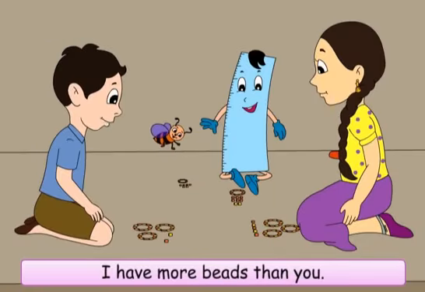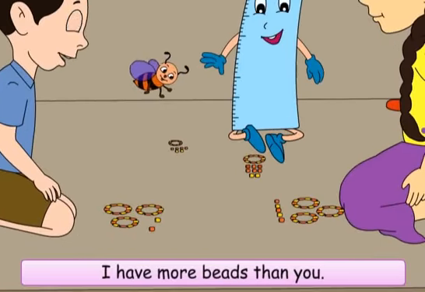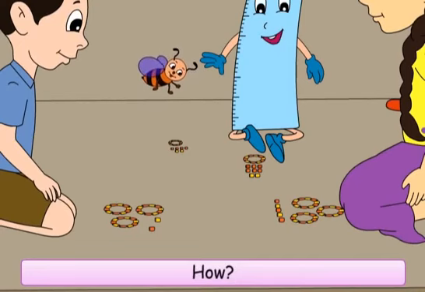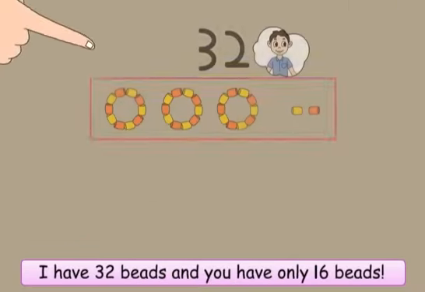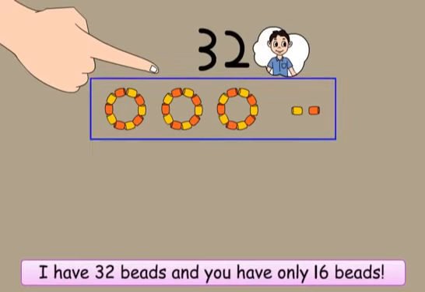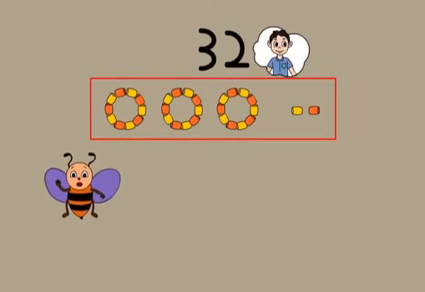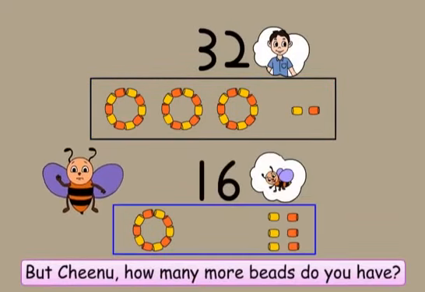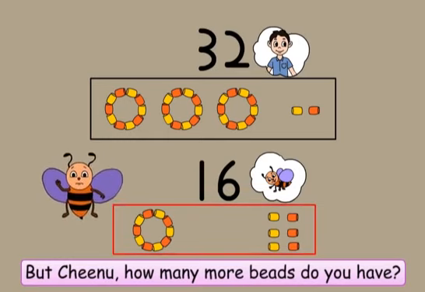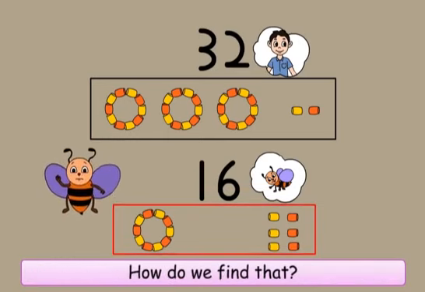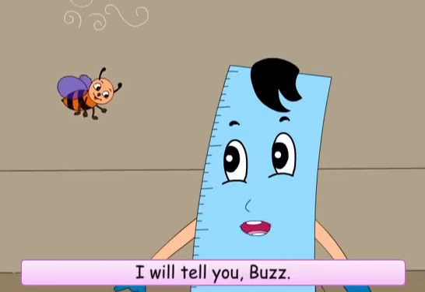Buzz, I have more beads than you. How? I have 32 beads and you have only 16 beads. But Chinu, how many more beads do you have? How do we find that? I will tell you, Buzz.